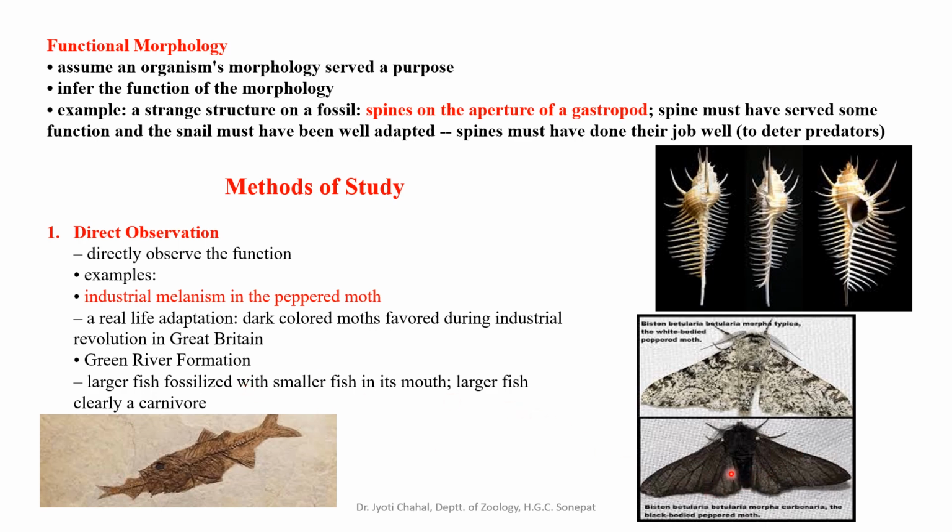Okay, so that is a real life adaptation that favored dark colored moths during the Industrial Revolution in Great Britain. Also, there is another case of the Green River Formation. And what is this Green River Formation? That river that falls near Colorado and Ohio right now.